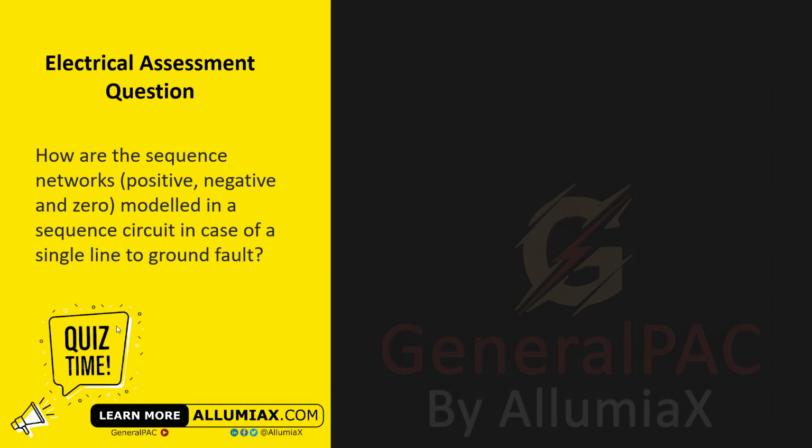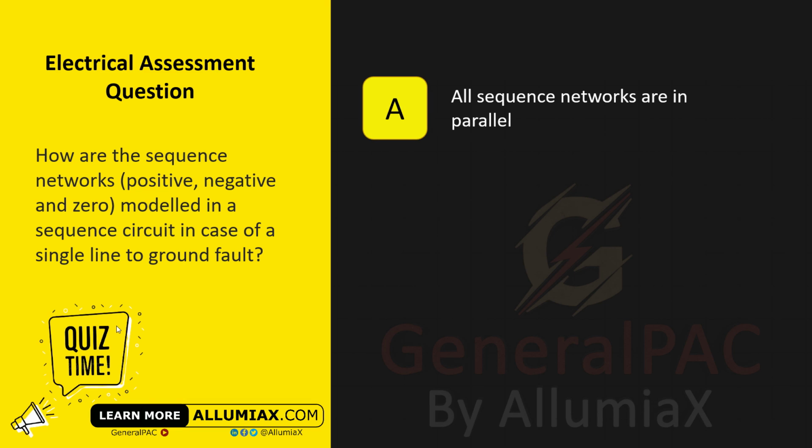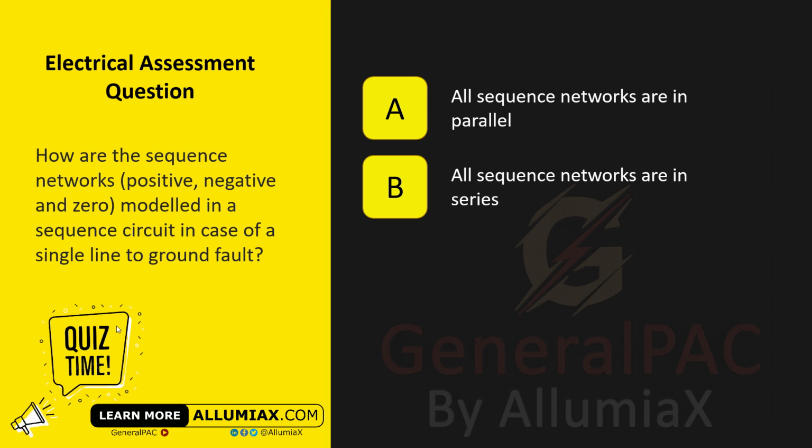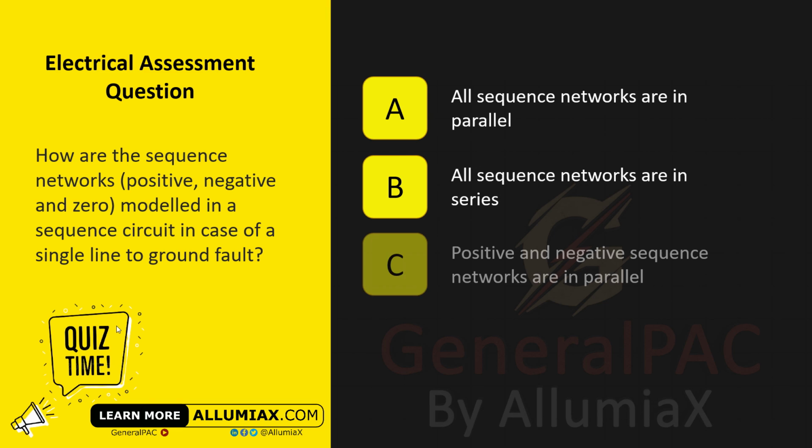How are the sequence networks positive, negative, and zero modeled in a sequence circuit in case of a single line to ground fault? A. All sequence networks are in parallel. B. All sequence networks are in series. C. Positive and negative sequence networks are in parallel.